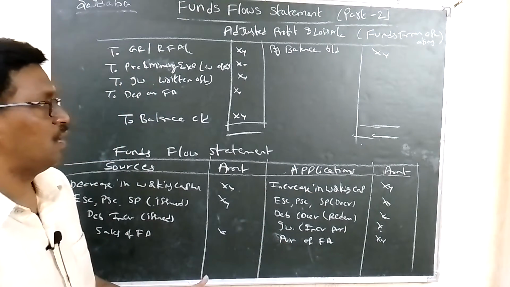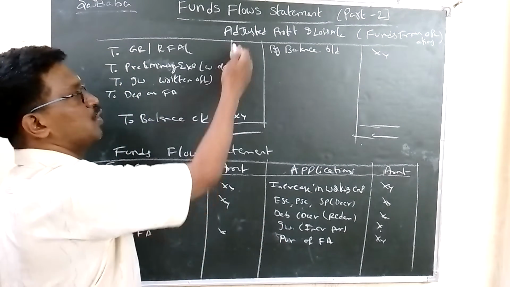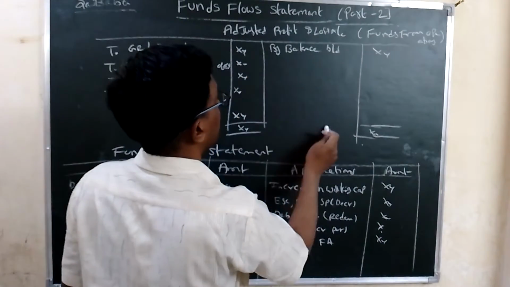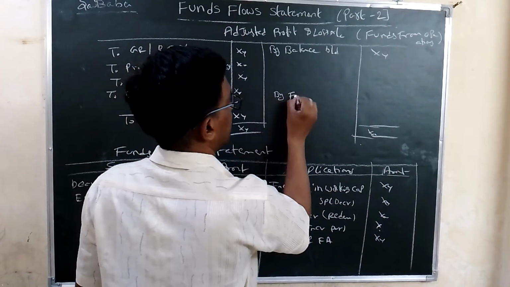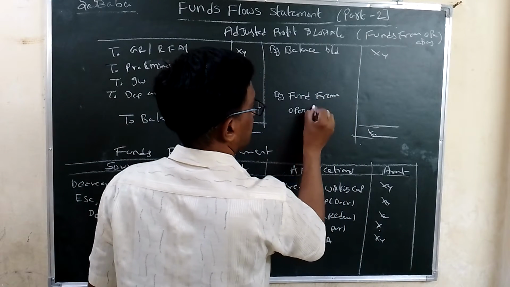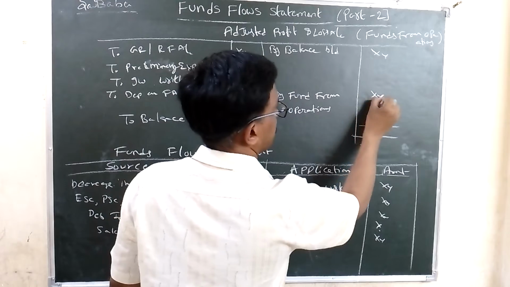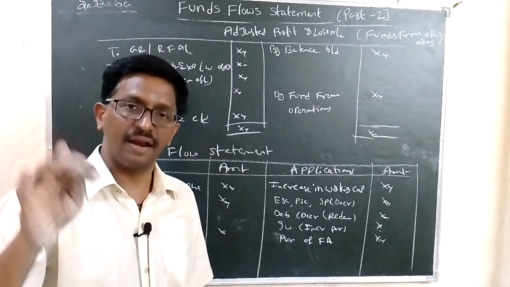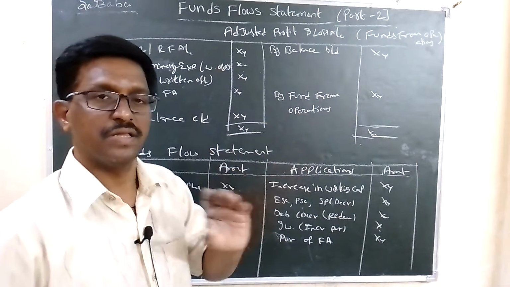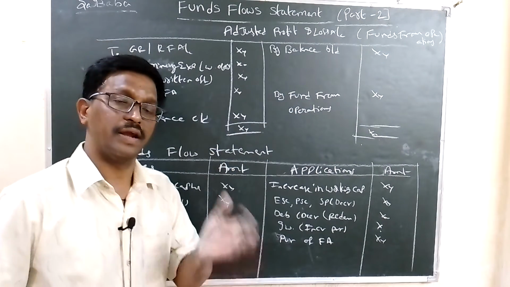Okay, next let us close the adjusted P&L account. Debit will be increased, credit will be decreased. That is the funds from operation. Funds from operation are the funds which are internally available in the business.